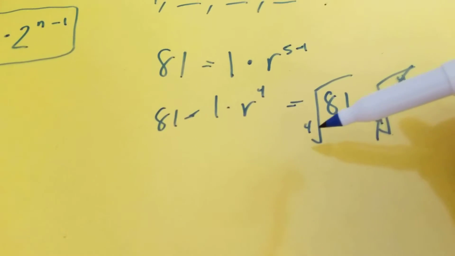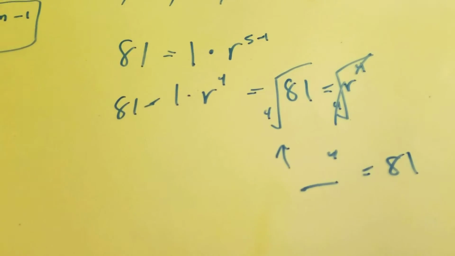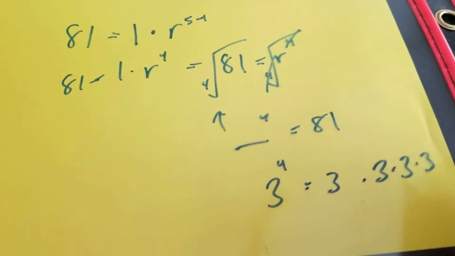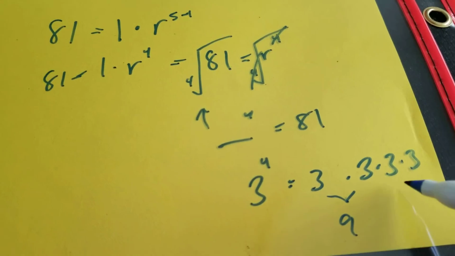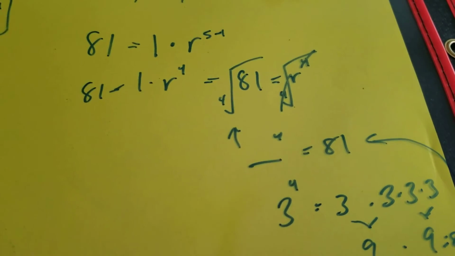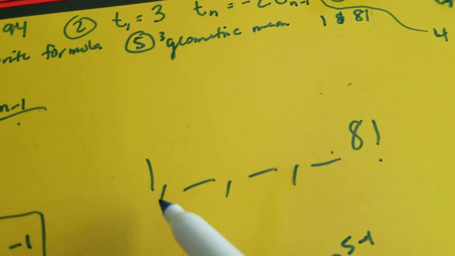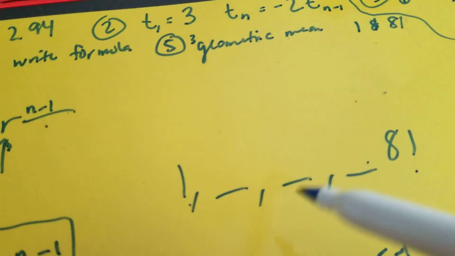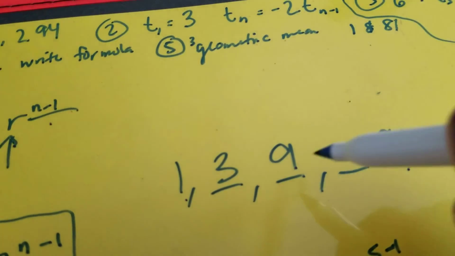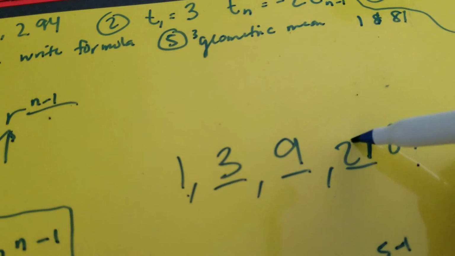So now I just need to figure out what to the fourth power equals 81, which I know is 3, because 3 to the fourth power is 3 times 3 times 3 times 3, and then 3 times 3 is 9, 3 times 3 is 9, and then 9 times 9 is 81. So if the ratio is 3, then I go back up here. 1 times 3 is 3. 3 times 3 is 9. 9 times 3 is 27. And 27 times 3 gives me my 81. And that's it.